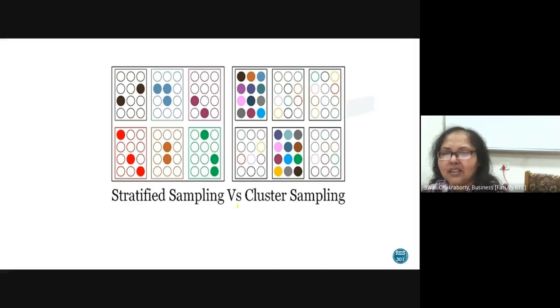Stratified sampling versus cluster sampling. In stratified sampling, each of these is a stratum, shown in colors, and from there they are picked. The ones picked are in colors: 2 black, 3 blue, 2 purple, 3 red, 2 brown, and 3 green. But here, each of these is a cluster, and when clusters are used, you're selecting an entire group, which represents the entire population.